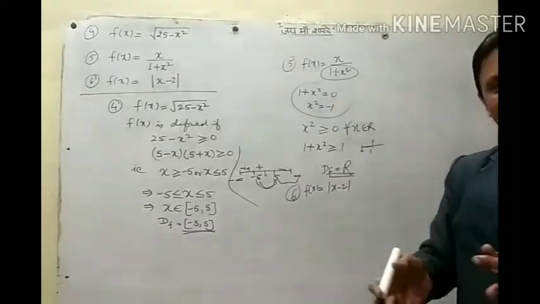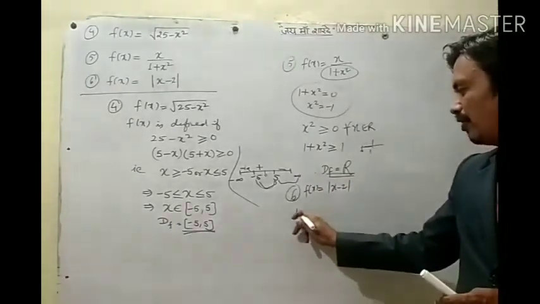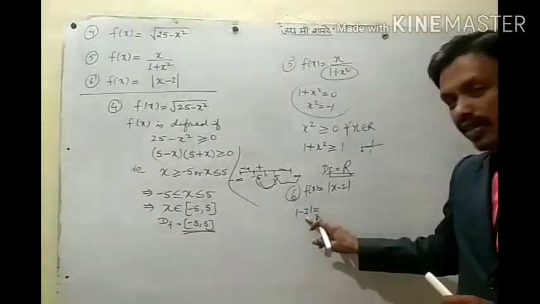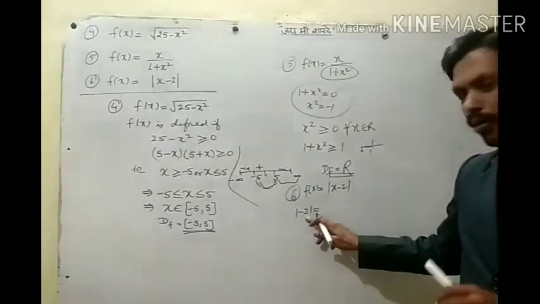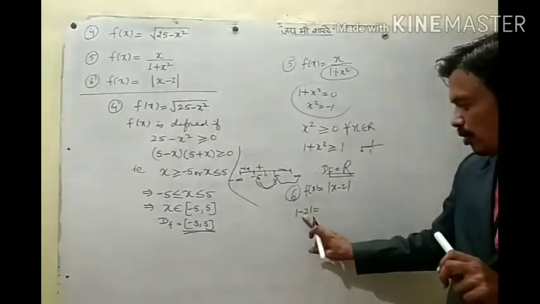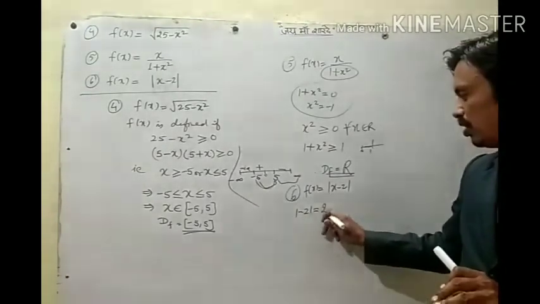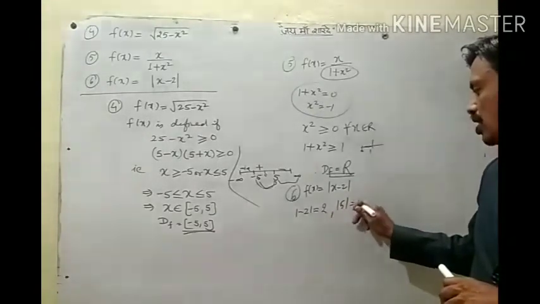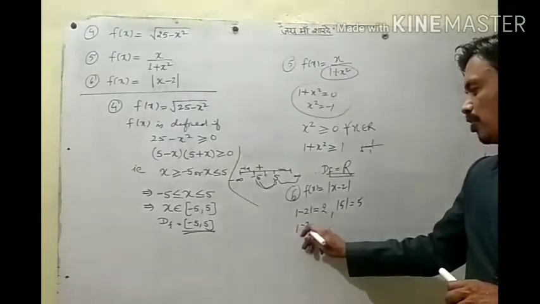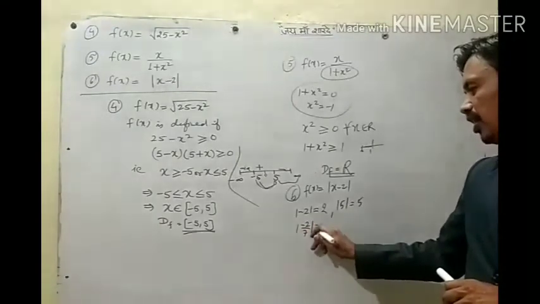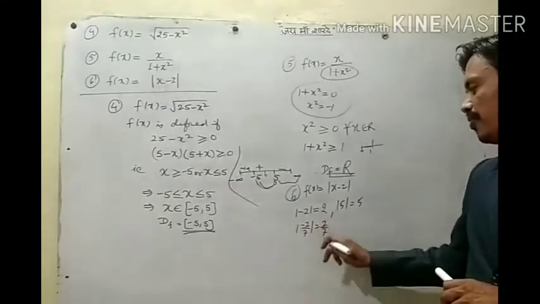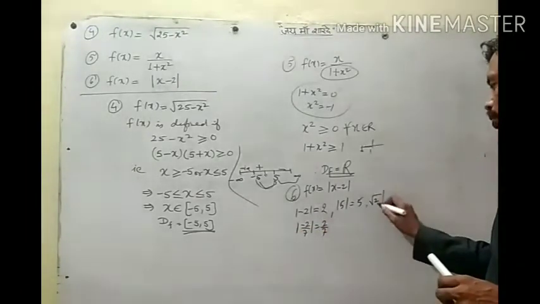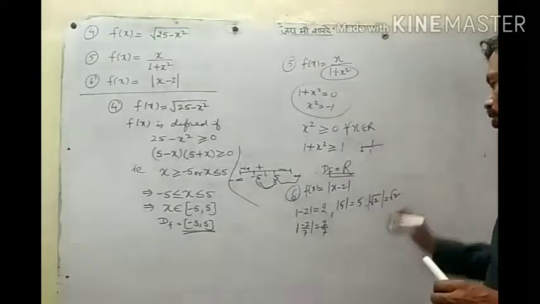In the lower classes we find some value of mod of minus 2, absolute value. Its value is, do you remember? Mod of minus 2, absolute value of minus 2 is 2 only. Mod of 5 is 5. Mod of minus 2 by 7 is 2 by 7 only. Okay? Root of mod of root 2 will be root 2 only.